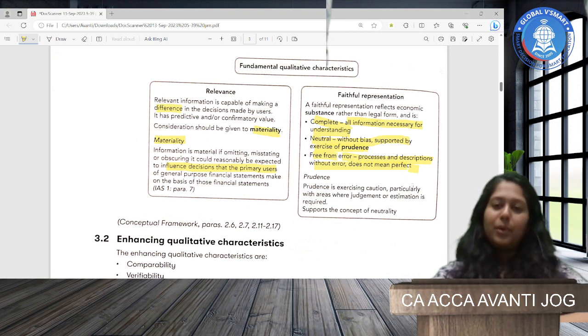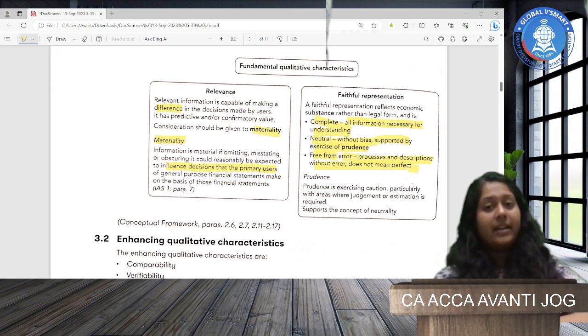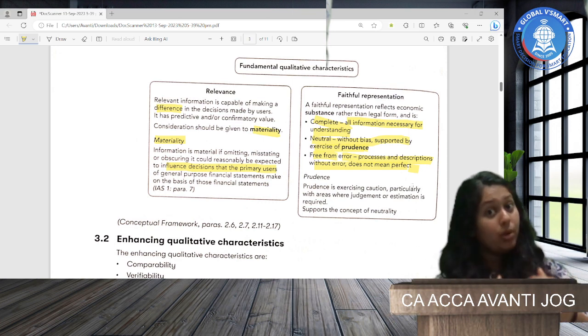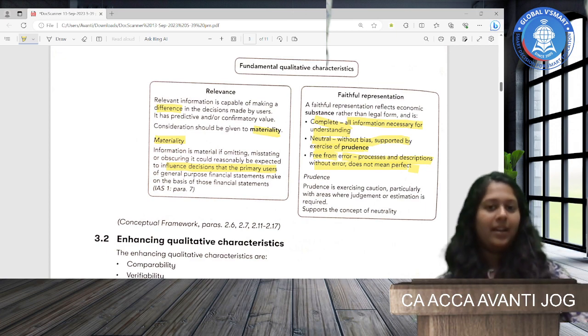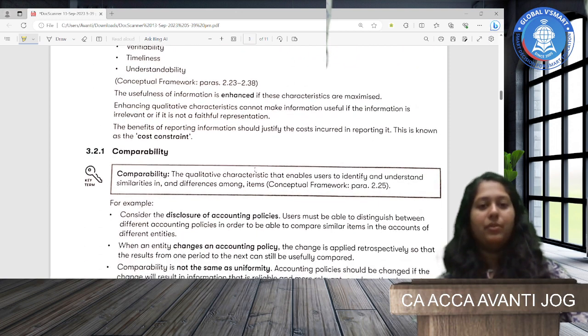Prudence. Prudence is exercising caution, exercising carefulness, especially where areas of judgment are required. कहाँ पे areas of judgment लगते हैं? Provision for doubtful debts, warranty claims, pension benefits, जहाँ पे आपका judgment लगता है या estimation लगता है, वहाँ पे आप random guess नहीं कर सकते. बहुत carefully calculations करो और उसके basis पे you make a conclusion. Correct? Okay.